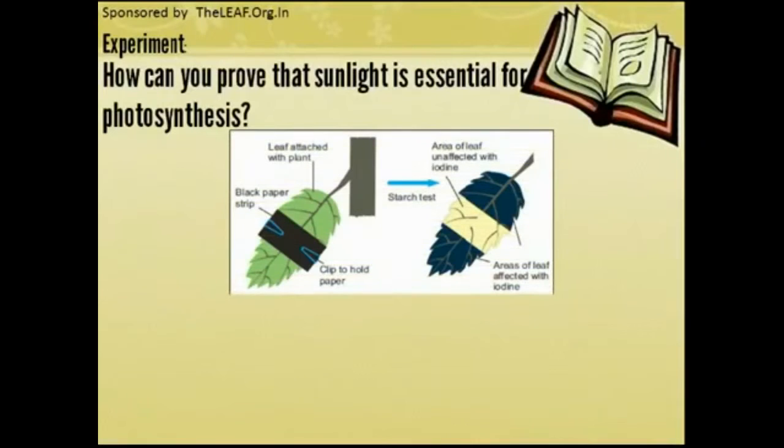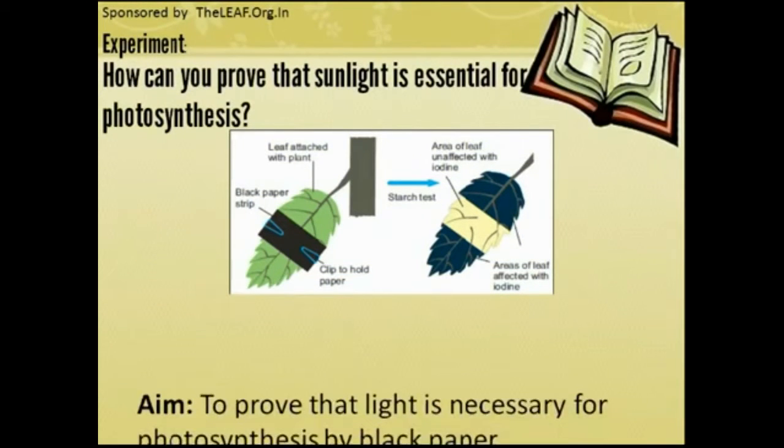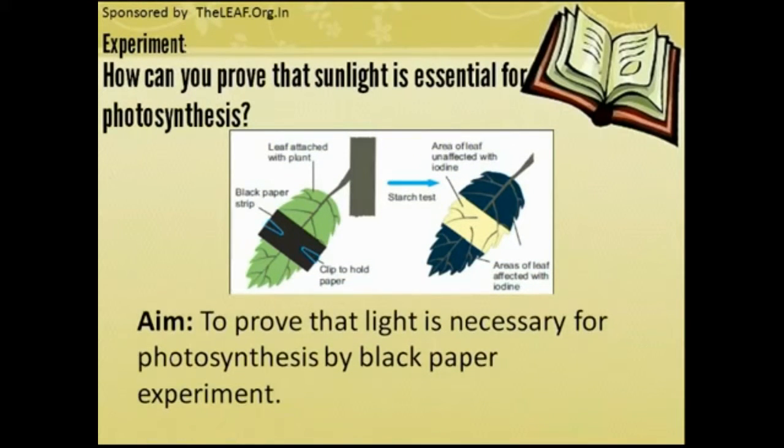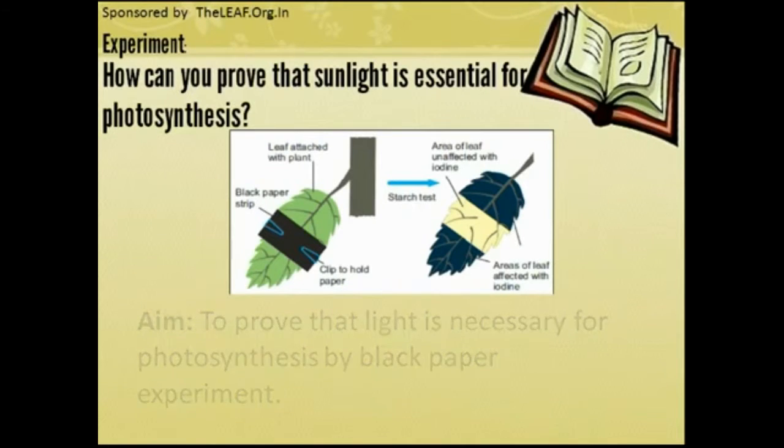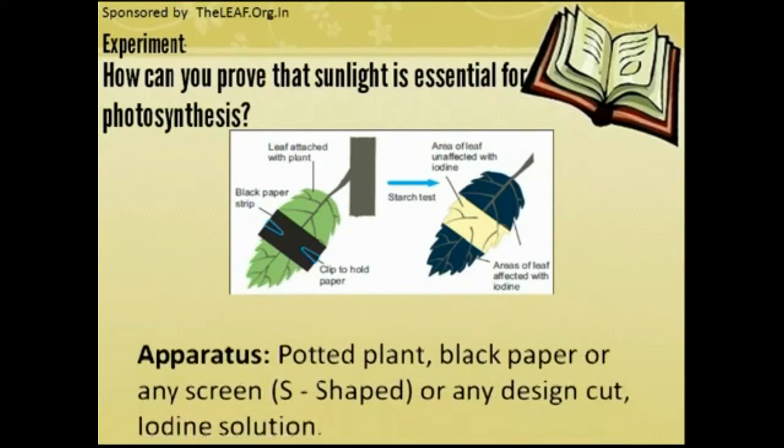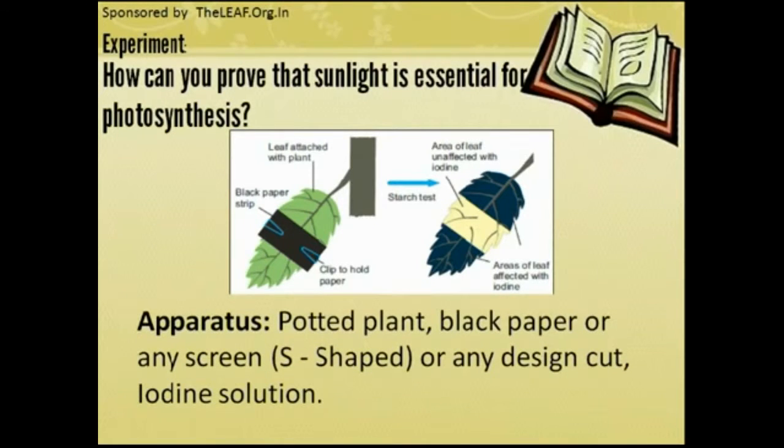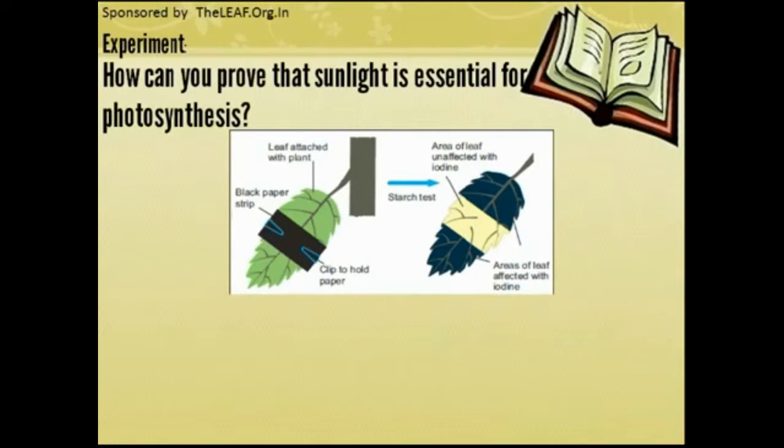How can you prove that sunlight is essential for photosynthesis? The aim of the experiment is to prove that light is necessary for photosynthesis by the black paper experiment. The apparatus required is a potted plant, black paper or any screen with an S-shaped or any other design cut in it, and iodine solution. Procedure.